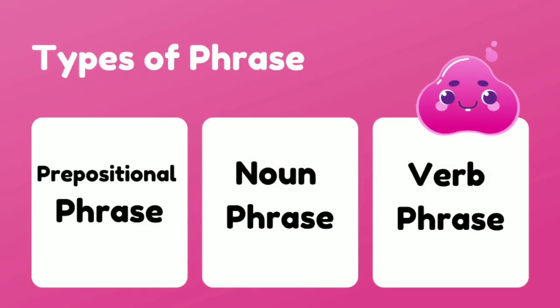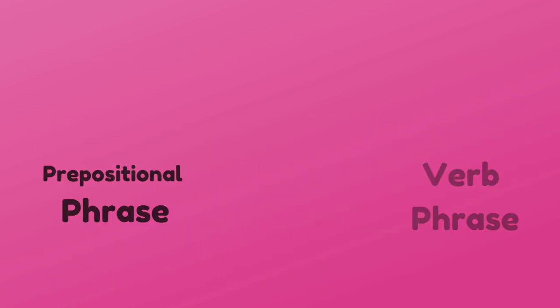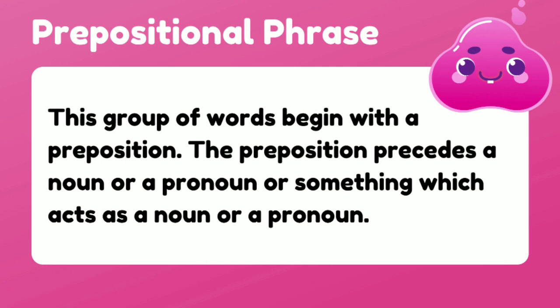There are different types of phrases that we can find in a sentence. These are prepositional phrase, noun phrase, and verb phrase. We will now discuss each type of phrases. Prepositional phrase. This group of words begin with a preposition. The preposition precedes a noun or a pronoun or something which acts as a noun or a pronoun.